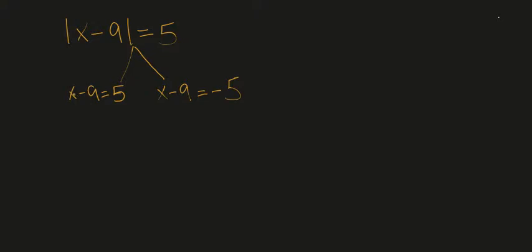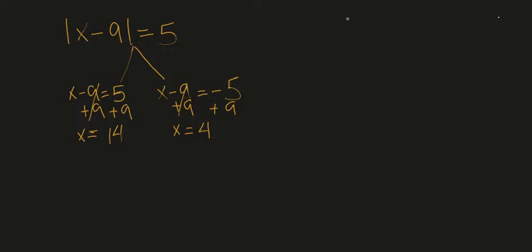So on the left equation, in order to get x by itself, we have to add 9 to both sides. x is going to equal 5 plus 9, which is 14. On the right side, we're going to do the same thing. We're going to add 9 on both sides, and we're going to end up with x equals -5 plus 9, which is going to be 4. And these are our two answers for this question. Most absolute value questions are going to have two solutions. Sometimes you'll have what's known as an extraneous solution, and we'll be going over that in a later video.